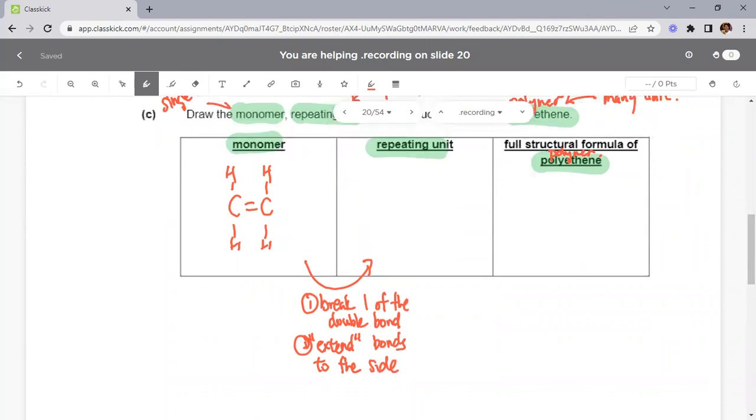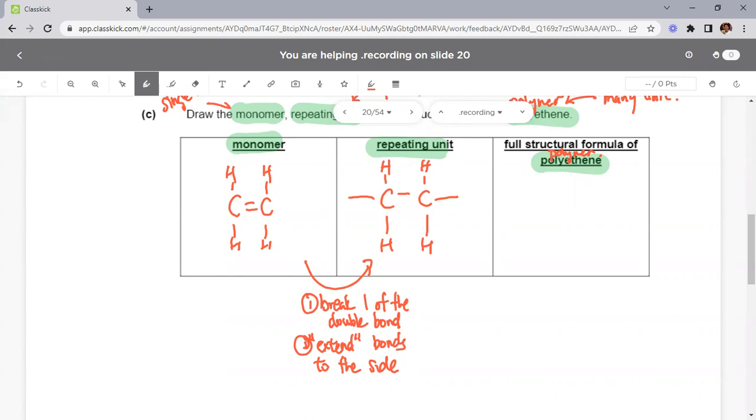So I'm going to show you how the transformation looks. I'm just going to draw it out for you. So this is the monomer that I've drawn here. I'm going to break one with the double bond, so I'm going to erase it out. Can you see here? I broke one with the double bond, right? Then I'm going to extend the bonds to the side. So this is the repeating unit.